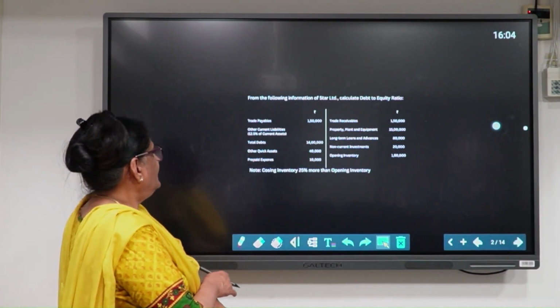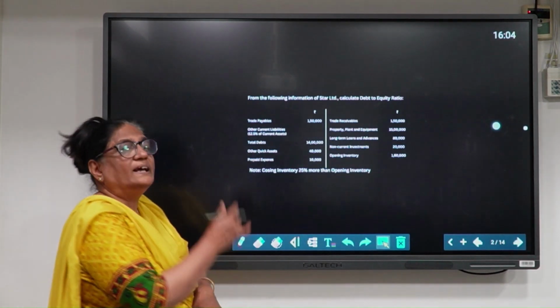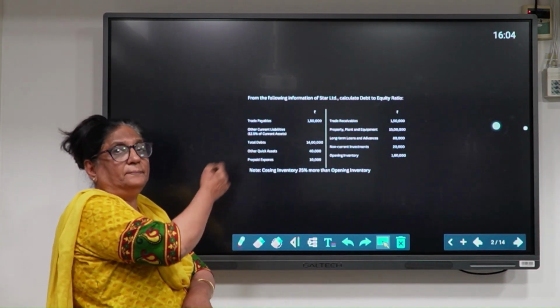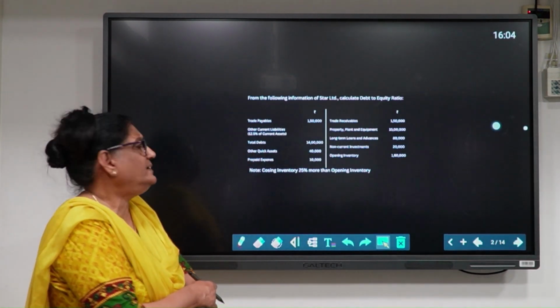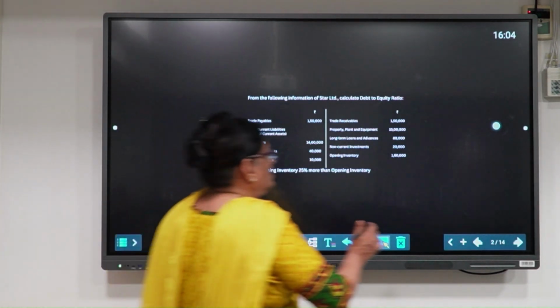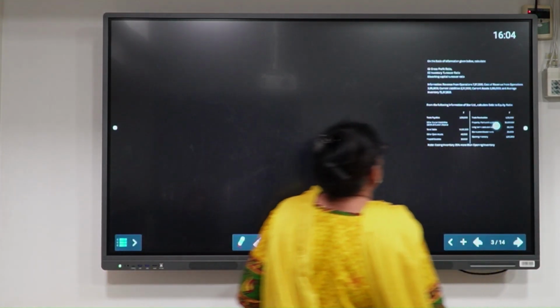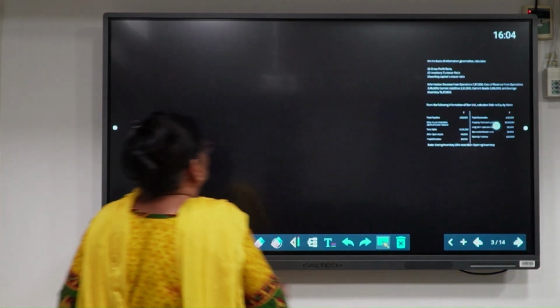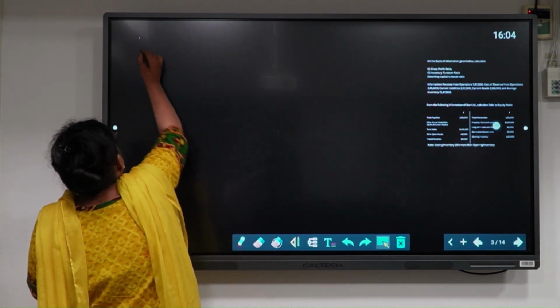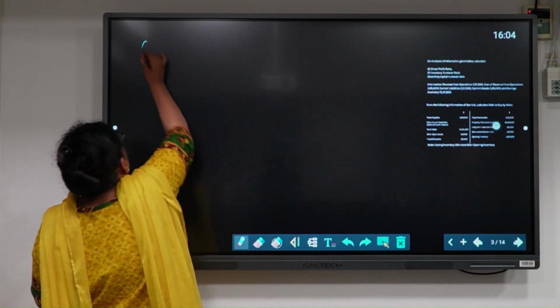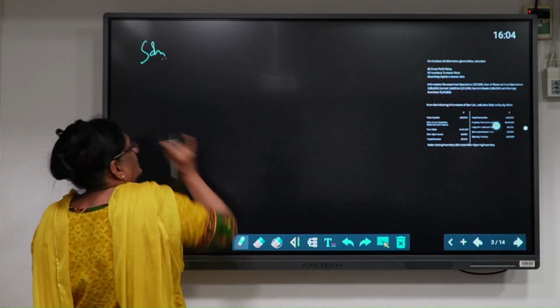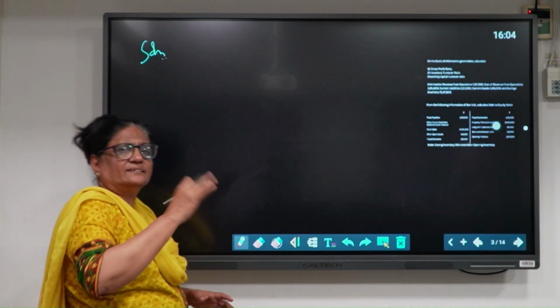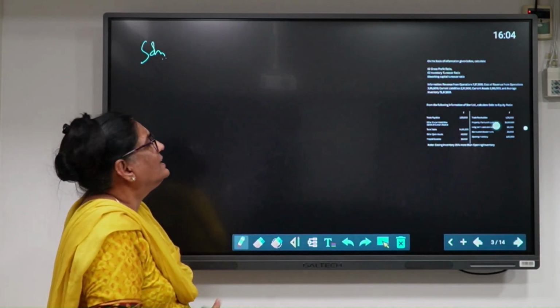Note, closing inventory is 25% more than opening. Again, one more same type of calculation we can do. Fine? Yes. So there are two parts in this. First, we will try to solve the first part. Now see, solution. Only a little formula has to be learned. Make a chart, and you will come to know the formulas.